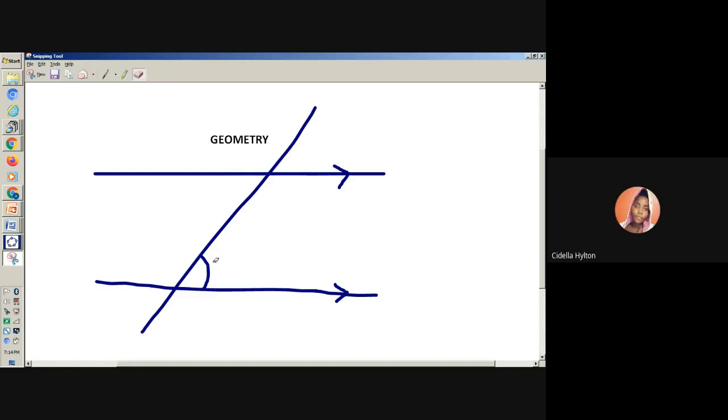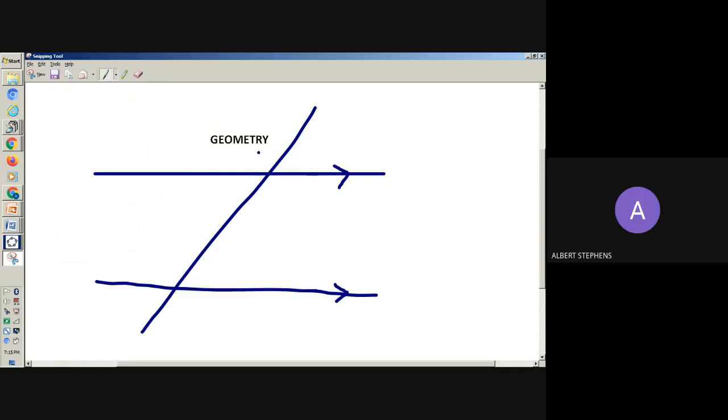Sir, what about if it was the other side? It would be equal. You mean like over here? Yes, sir. Well, yes, these two will be, sorry, these two will also be equal. So how would they find this? Oh, okay. All right.